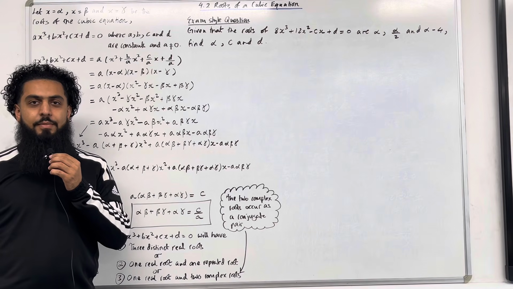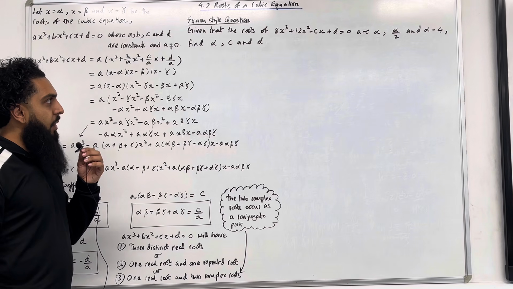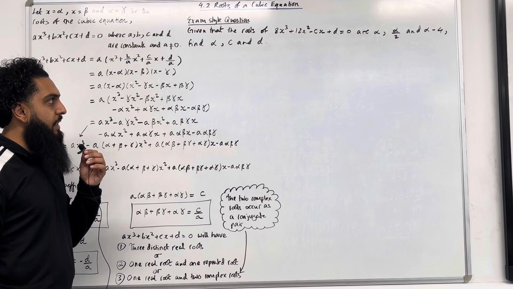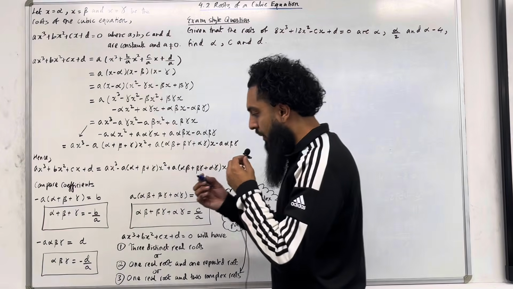Moving on to the third exam style question. Given that the roots of 8x cubed plus 12x squared minus cx plus d equal to 0 are alpha, alpha over 2 and alpha minus 4, find alpha, c and d. Let's have a look at the solution.